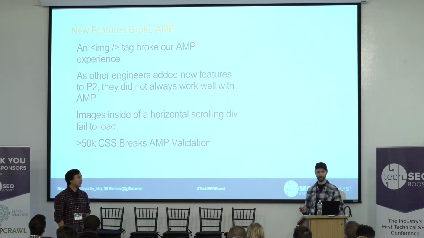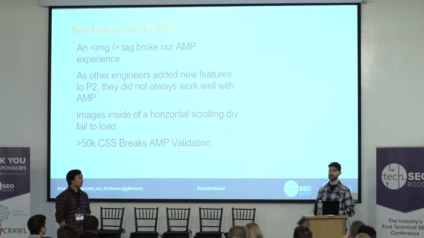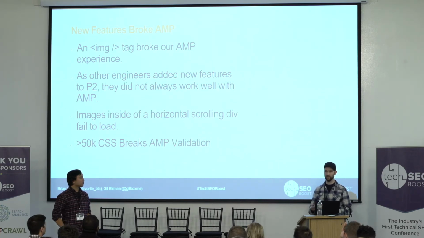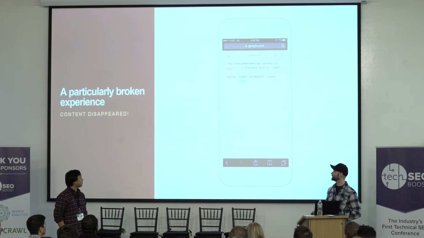And finally, you could add a feature that doesn't break AMP validation, but it would provide a bad user experience in the AMP context. An example that happened to us is that we had a horizontally scrolling container which had images in it. When the user saw that container, it looked fine, but once they scrolled over, the images wouldn't load because of the way AMP works. And this is actually another example of a very broken experience where all you can see is our header and you don't see any content.